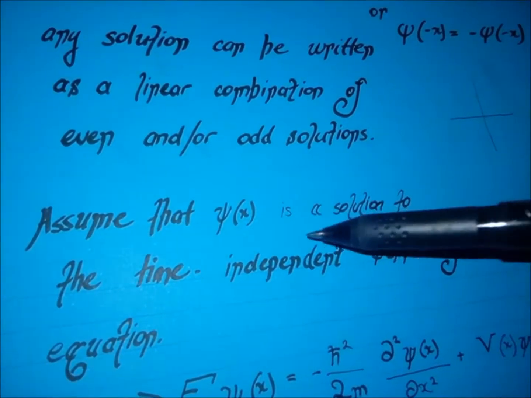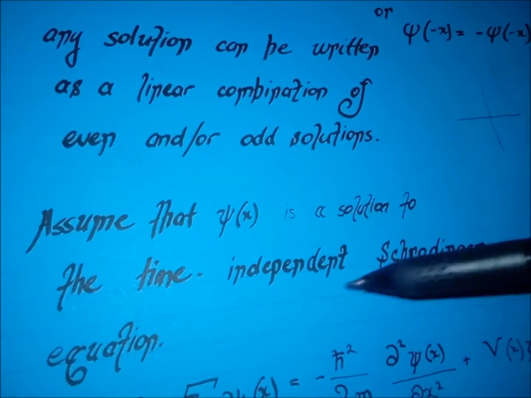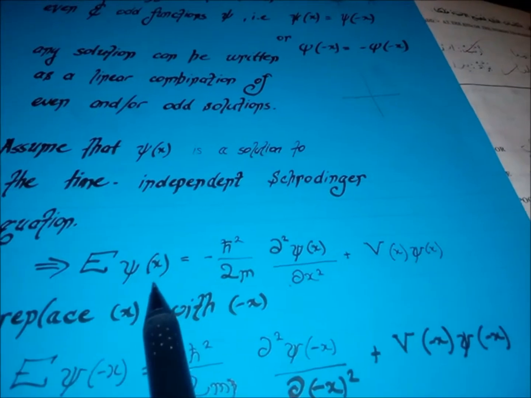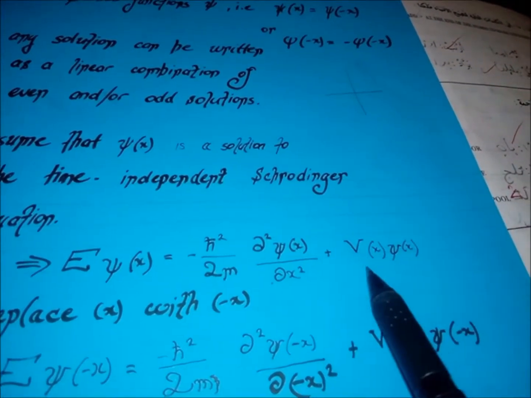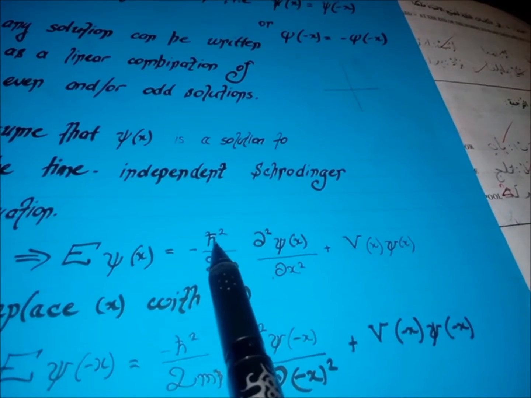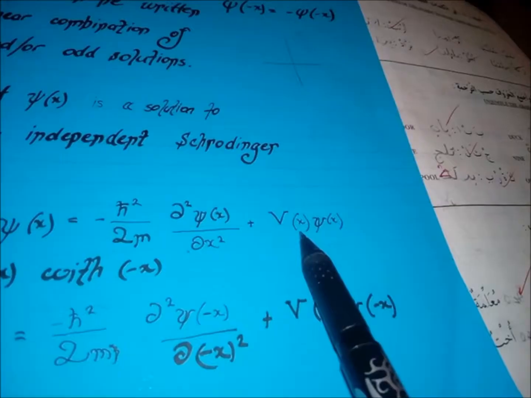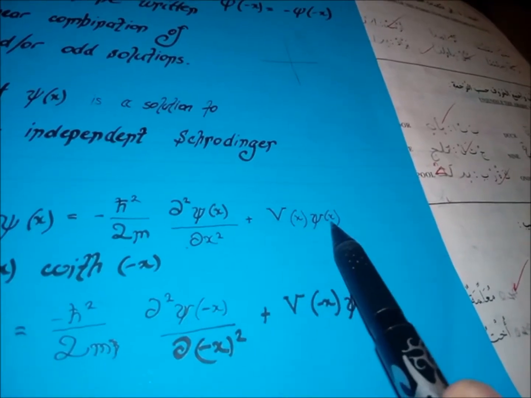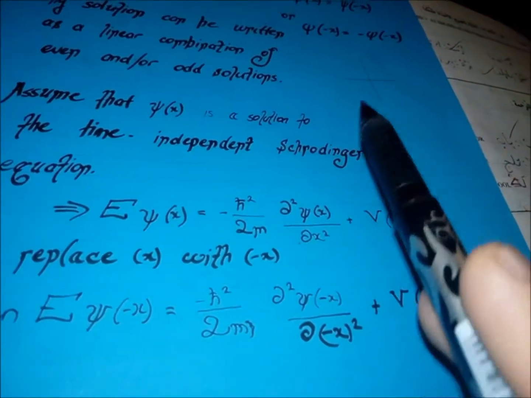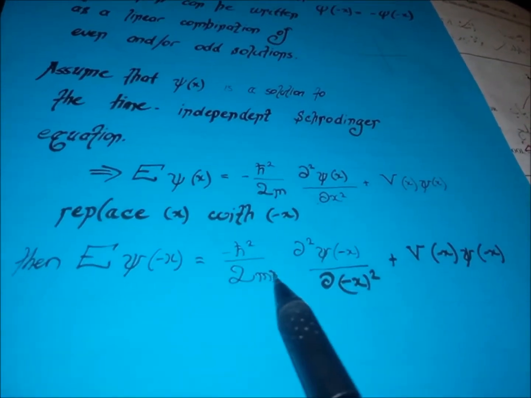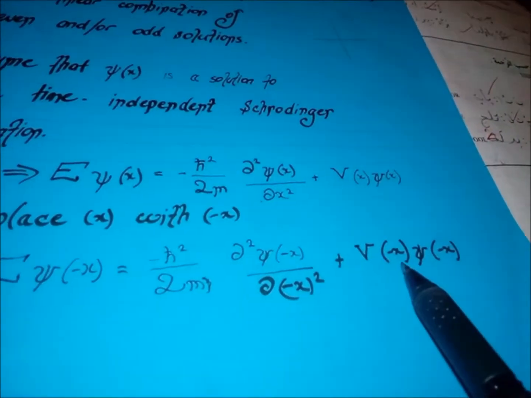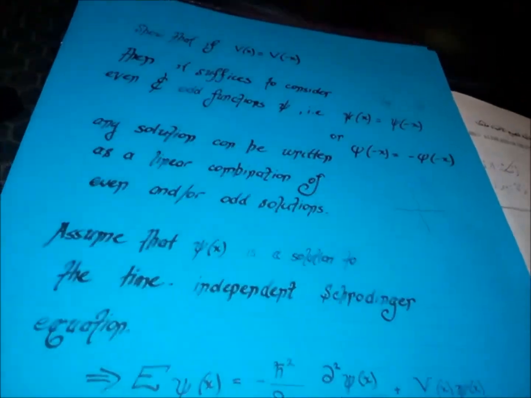Assume that phi of x is a solution to the time-independent Schrodinger equation. We assume this first: here's the total energy, that's the location, and that's the actual time-independent Schrodinger equation. We've got minus h bar squared over 2m, where h bar is the reduced Planck constant, times the second derivative, plus V of x, which is the potential, times phi of x, the probability location. Replace x with minus x to see if that's still true. Minus x squared becomes x squared, and V of minus x is the same as V of x, because we said at the beginning that that was the assumption.